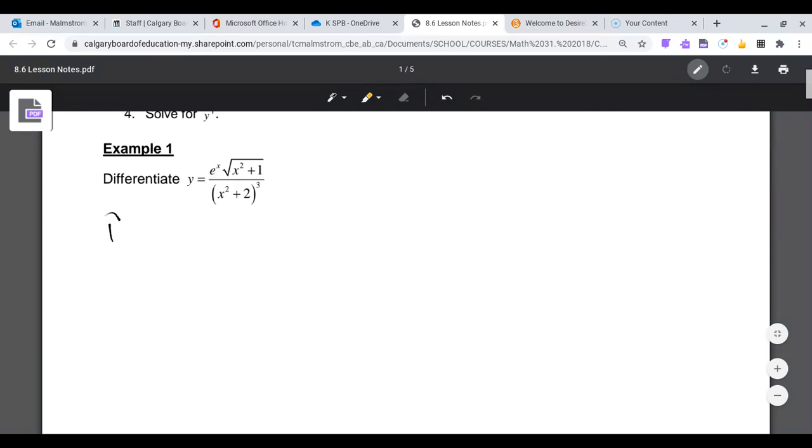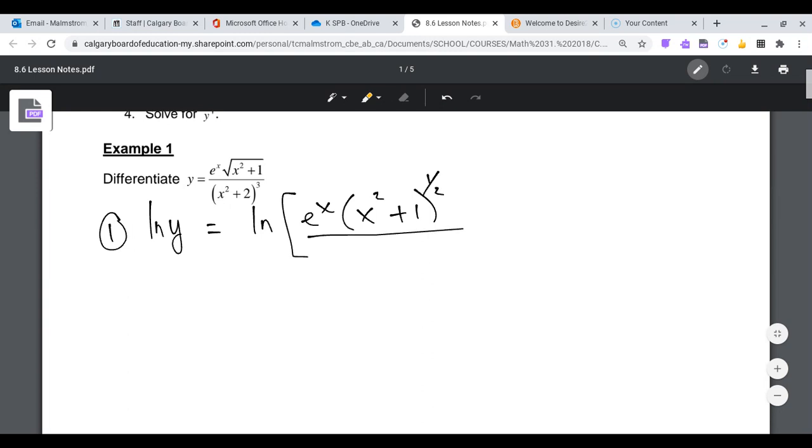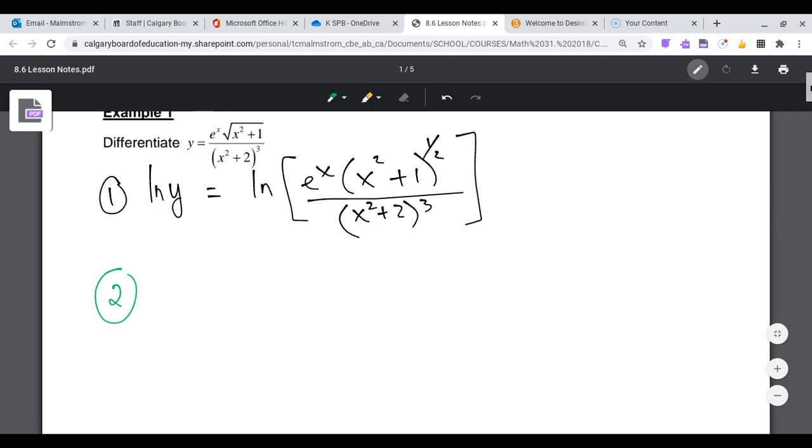So step one, we're going to take the natural log of both sides. And I'm just going to write this other guy, the root of x squared plus 1 to the power of a half, all over x squared plus 2 cubed. And then step two, we're going to expand out that right side. There's nothing to do on the left.